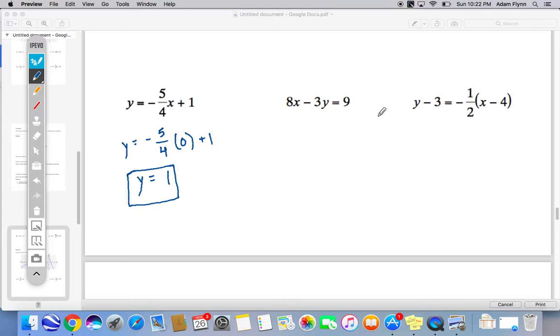Okay, so moving over to the standard form equation, I'll do the same exact thing I did for the first example. Instead of plugging in x, I'll plug in 0. Okay, 8 times 0 is 0, so I'm left with -3y equals 9. Now I need to solve for y, so to get the y by itself, I can divide both sides by -3. -3 divided by -3, they cancel out, so I'm left with y equals 9 divided by -3, which I know is -3.